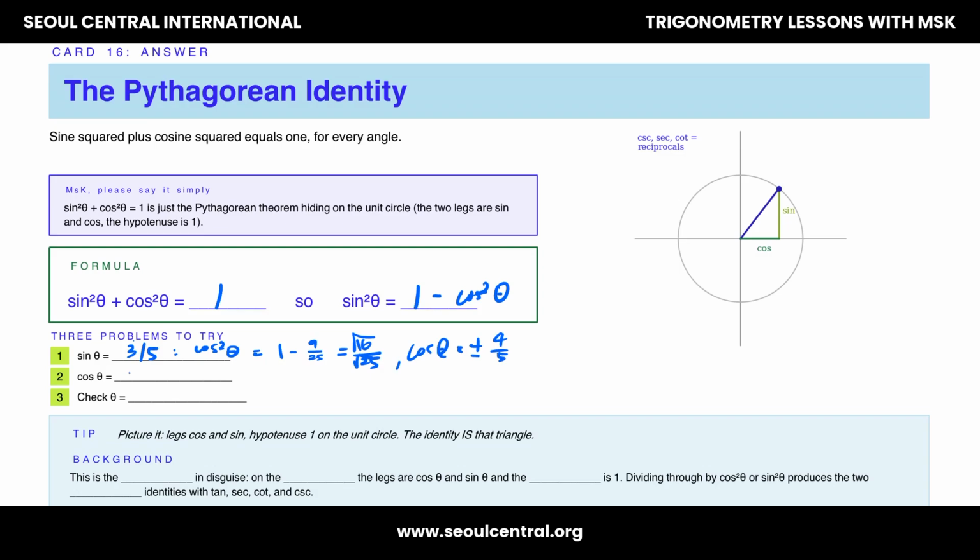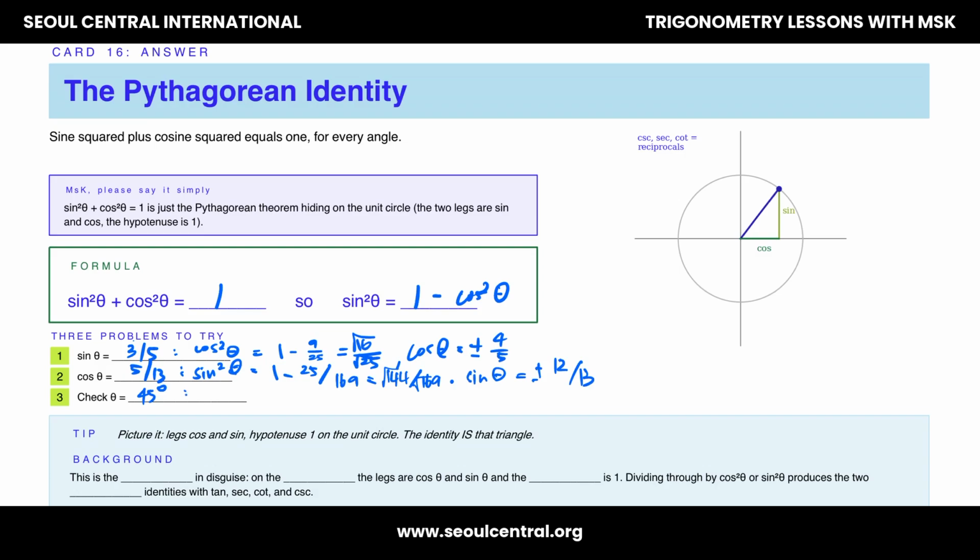So if cosine theta was 5 over 13, then we're looking for sine squared theta equals 1 minus 25 over 169. That would give us 144 over 169. Then sine theta would equal plus or minus the square root, and that would be 12 over 13.